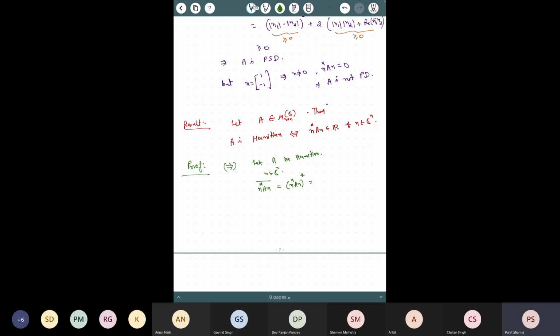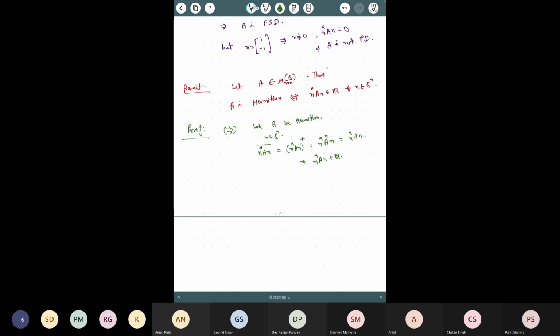Now this you can write as x star A star x. But then you know that A is Hermitian, so A star is equal to A. So this is equal to x star Ax. So this implies that x star Ax is real. And we have started with an arbitrary x, so this is true for all x. Okay, so the if direction is straightforward.